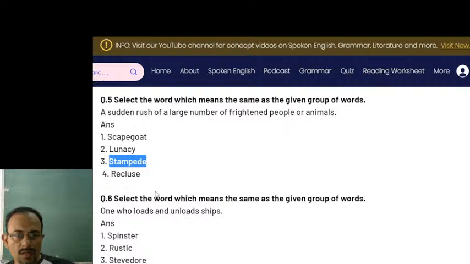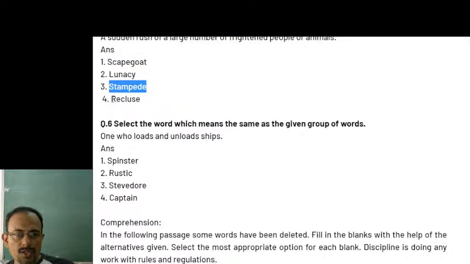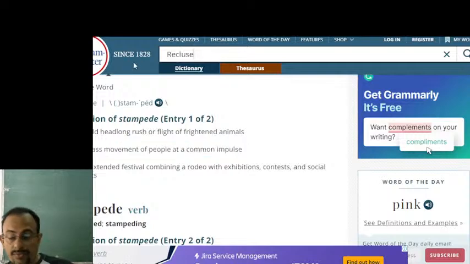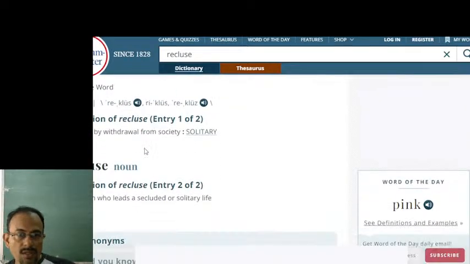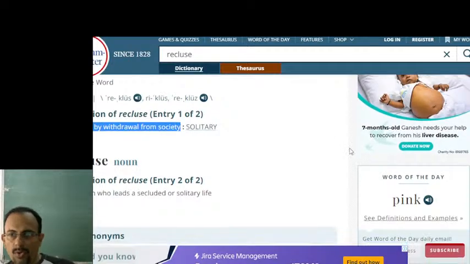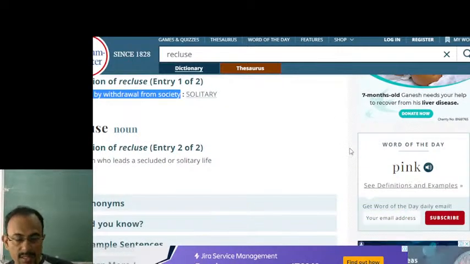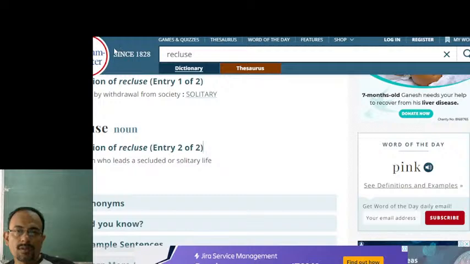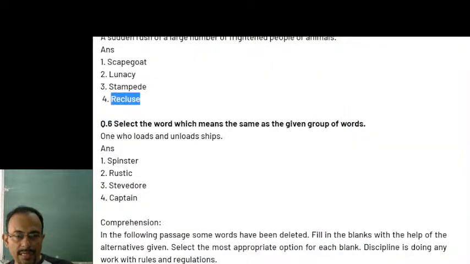Next, let's see, select the word. Next, recluse. What is the meaning of recluse? The meaning of recluse is withdrawal from society. There are so many people who do not mix with others; they remain isolated either at home or in society. So they are called a recluse, a person who leads a secluded or solitary, lonely life. He or she is called a recluse.